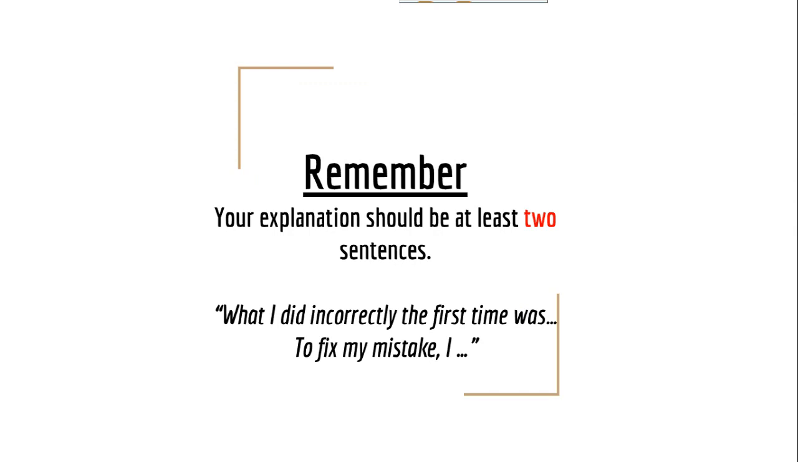Remember, this is important. Your explanation should be at least 2 sentences. So here's an example. It should say, "What I did incorrectly the first time was," and you say what you did incorrectly. Then the second sentence should say, "To fix my mistake," and then what you did differently the second time to fix your mistake. So on the right column, it has to have 2 sentences. If you don't have that, then when I check it, I'm not going to okay it, and you're going to have to fix your work. Okay, so let's go ahead and get started.